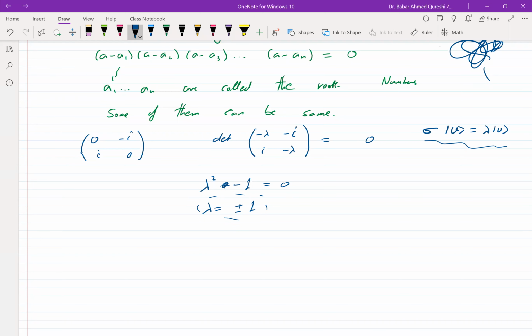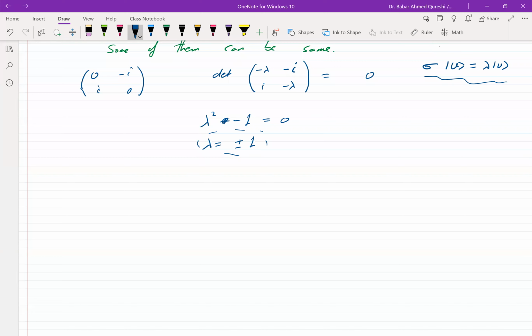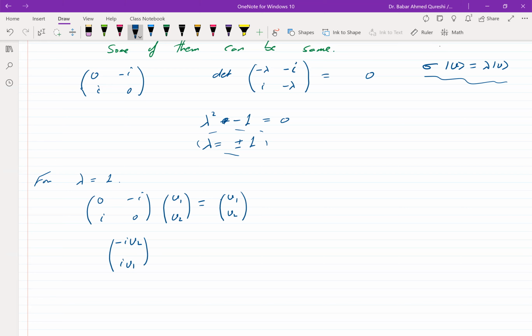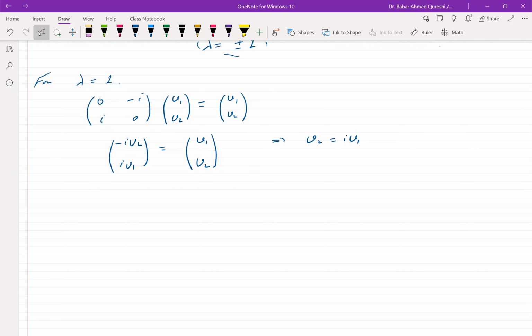And now you can find the eigenvectors. So we had a two dimensional space, so we got two values. So for lambda equals to one, you have some vector whose expansion gives you the components v1 and v2. And you want to find the v1 and v2 so that the eigenvalue is one. So you get zero minus iota v2, iota v1. So that means v2 is iota v1, and the other equation doesn't give you anything, it's the same.